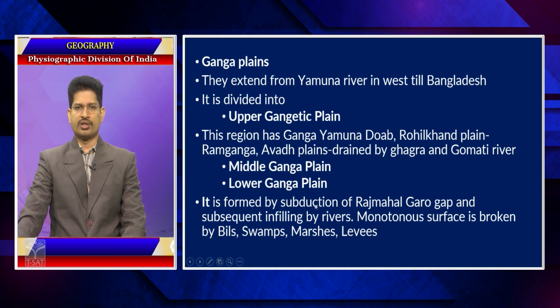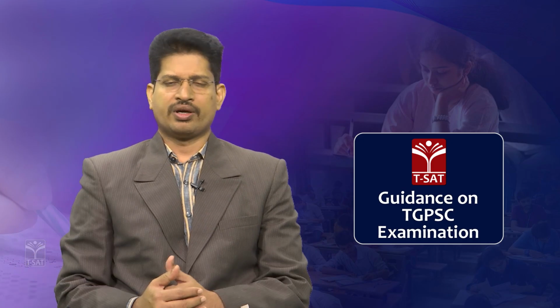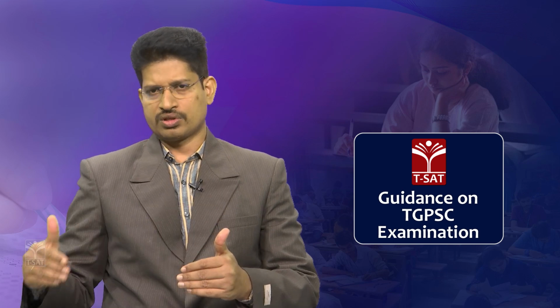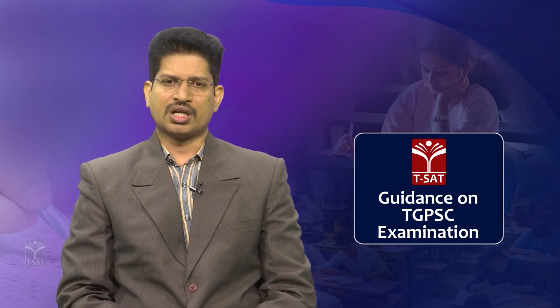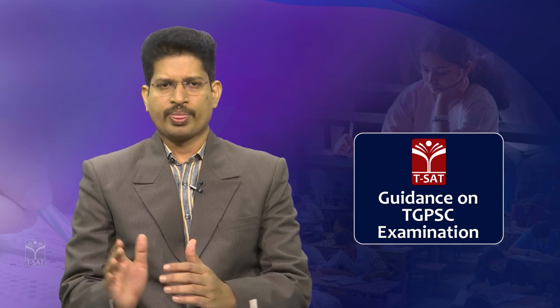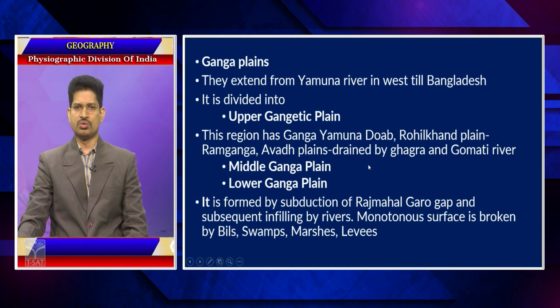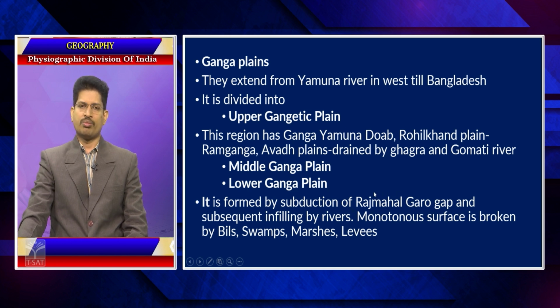It is formed by the subduction of the Garo-Rajmahal gap, that is, between the Chota Nagpur region and Bengal on one side and the Assam region on the other, where the Ganga river system has deposited alluvium. To the east and to the northeast of the peninsular plateau region, deposition is being made by these river systems dividing these two regions. It is formed by subduction of the Garo-Rajmahal gap in the Meghalaya region.